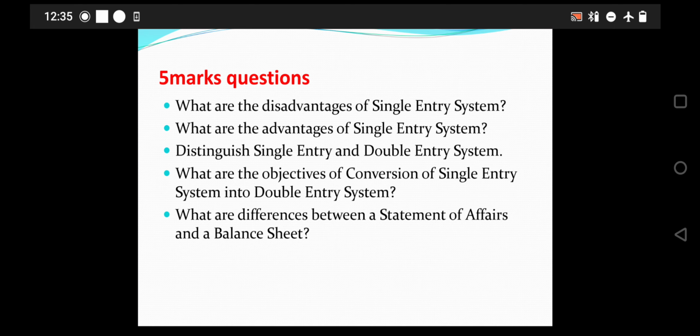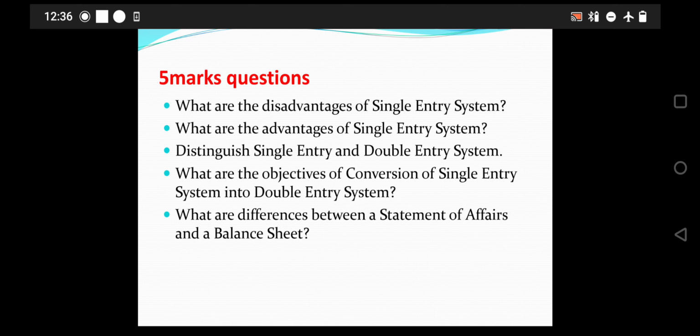And statement of affairs and balance sheet, just now I told you there are very few differences. The last question: see, if you know this 5 marks question, you can easily write the 2 marks question. So what are the advantages? I told you there are very few advantages. What are the disadvantages? We had so many disadvantages which I explained in detail in the 2 marks question. You can find it. And distinguish single entry and double entry. There are 8 differences, which I have just explained.